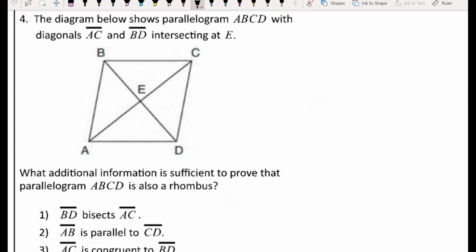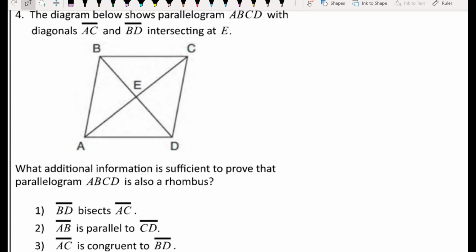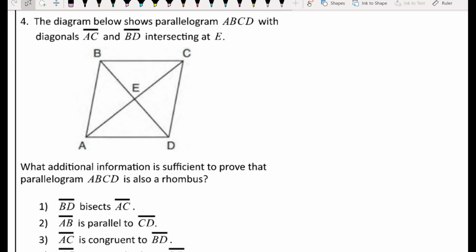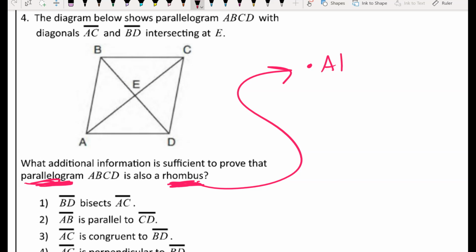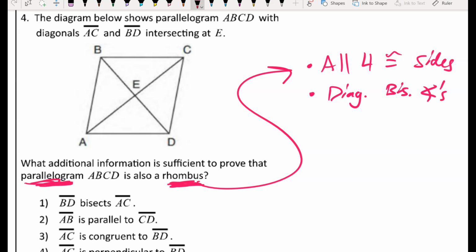Number 4. The diagram below shows parallelogram ABCD with diagonals AC and BD intersecting at E. What additional information is sufficient to prove that the parallelogram is also a rhombus? Remember, if I know it's a parallelogram already, the properties of a rhombus I would need to prove are either that we've got all 4 congruent sides, that the diagonals bisect the vertex angles, or that the diagonals are perpendicular.